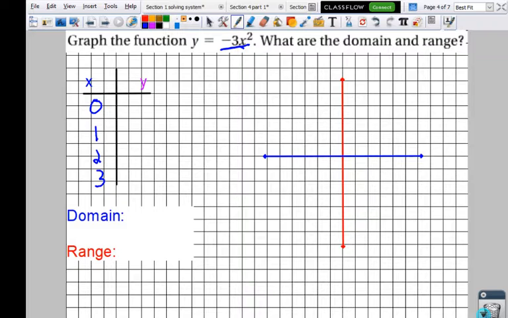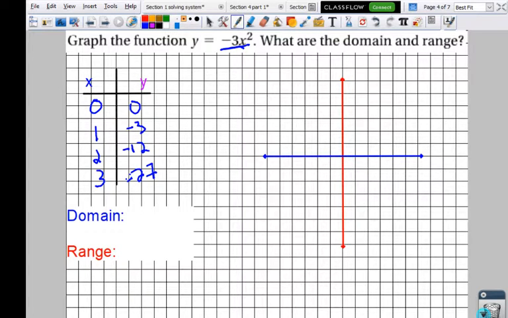Alright, so when I plug in 0, I get 0; 1, negative 3; 2, negative 12; 3, negative 27. So I got 0, negative 3, negative 12, negative 27. Now we're going to have to go through and graph these, but let's look at this.